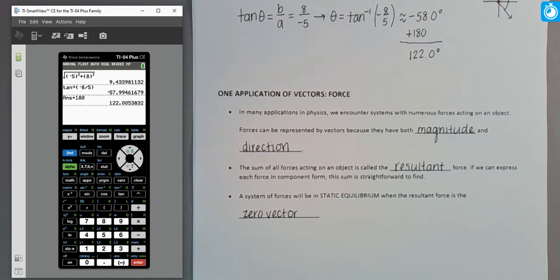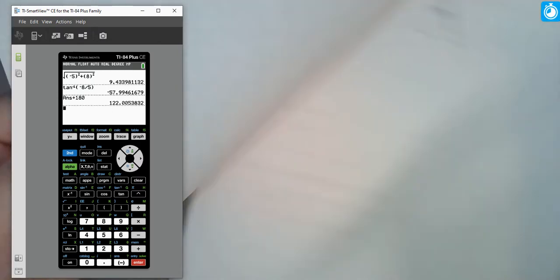So let's put all of this together: what we now know about finding components from magnitude and the direction angle, and this idea of all of these forces being summed up to give the resultant force. Let's put this in application.